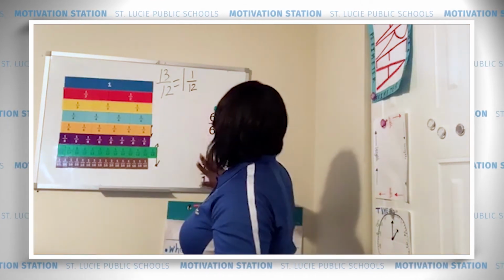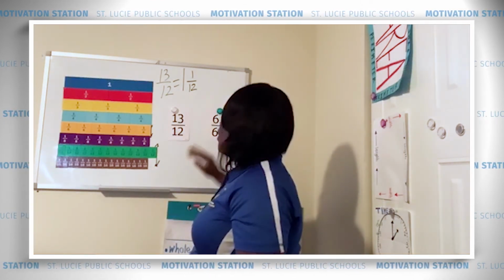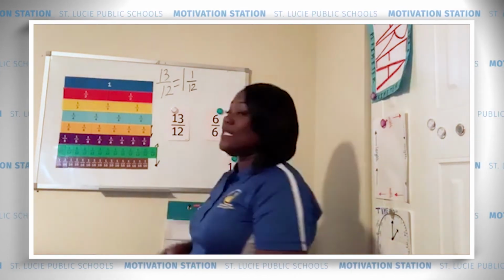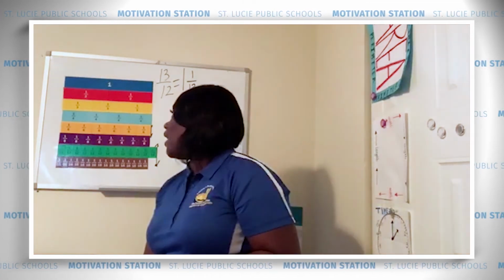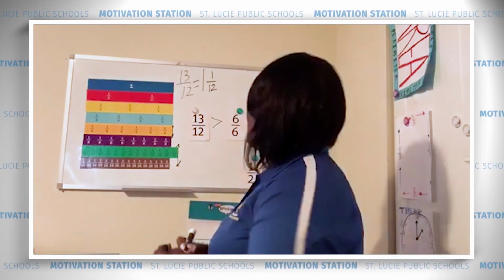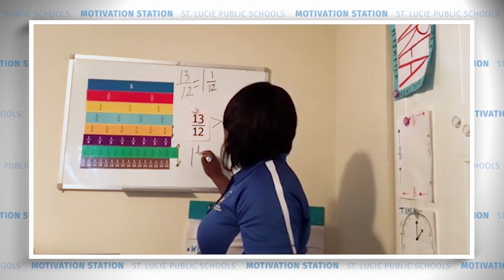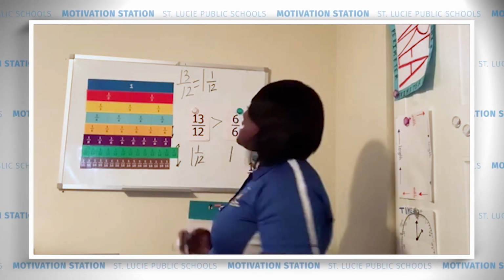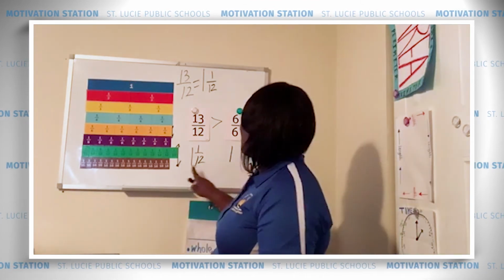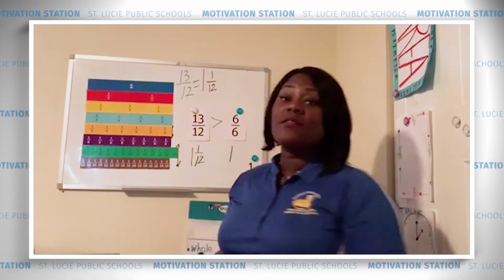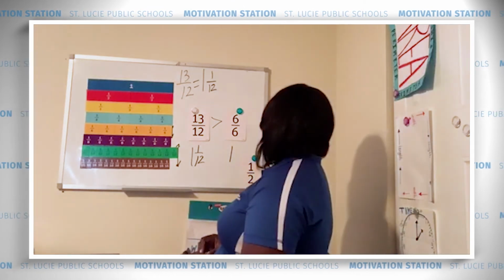At this point, if we're comparing 13/12 to 6/6, which is longer in the train? The 13/12 or the 6/6? The 13/12 is greater in length. So as of right now, 13/12 is greater than 6/6, because 13/12 is also equivalent to one whole and 1/12, and 6/6 is equivalent to just 1. 13/12 has an additional piece than the 6/6. They both have 1 in it, but the 13/12 has an extra piece.